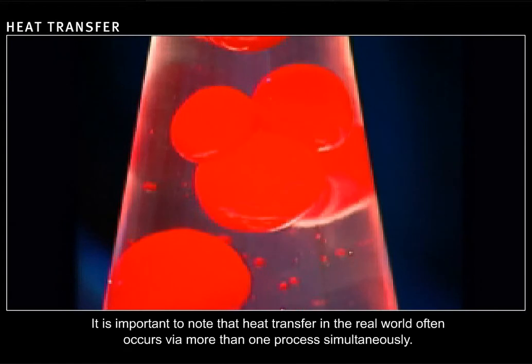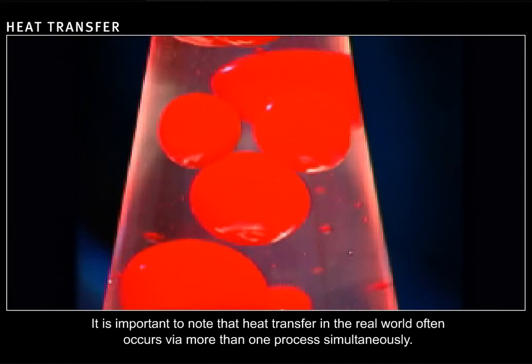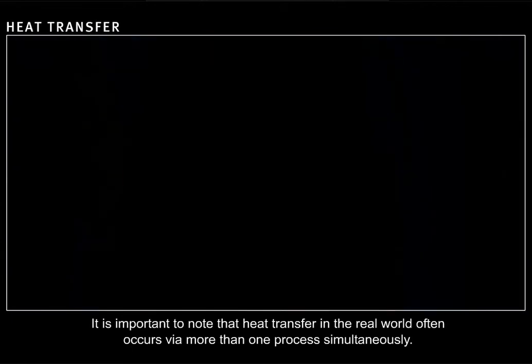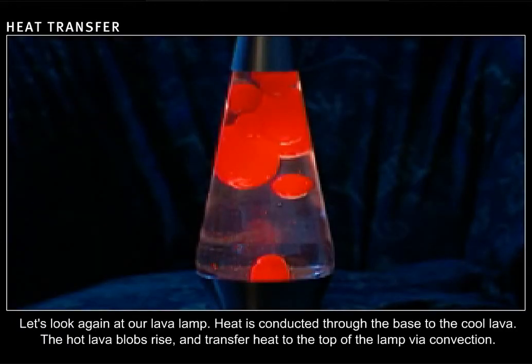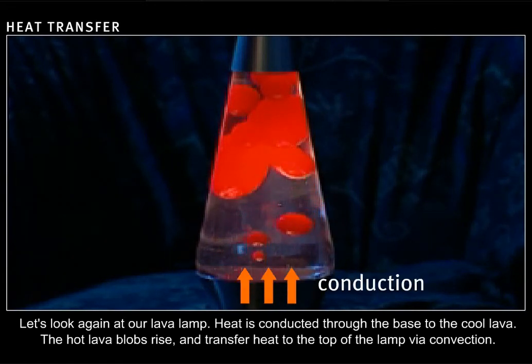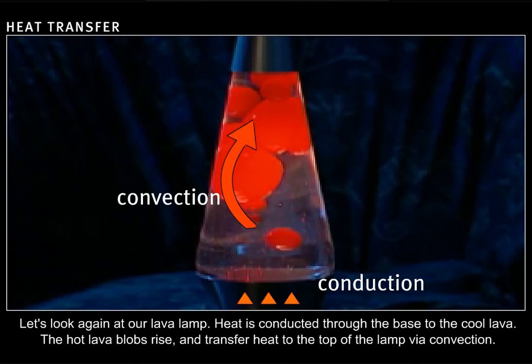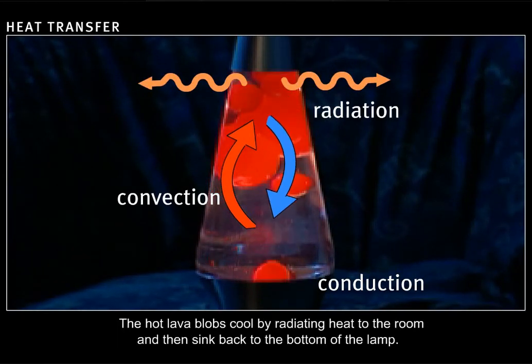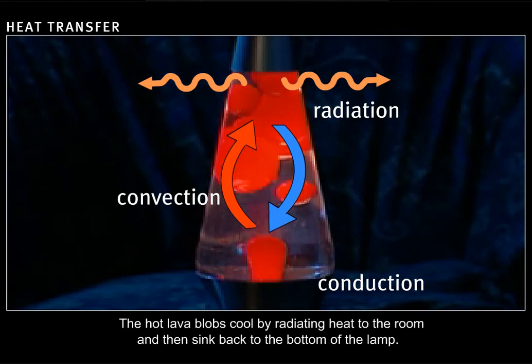It is important to note that heat transfer in the real world often occurs via more than one process simultaneously. Let's look again at our lava lamp. Heat is conducted through the base to the cool lava. The hot lava blobs rise and transfer heat to the top of the lamp via convection. The hot lava blobs cool by radiating heat to the room and then sink back to the bottom of the lamp.